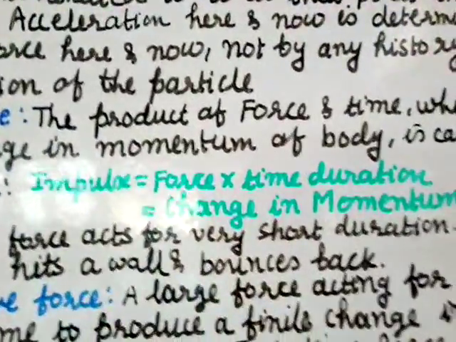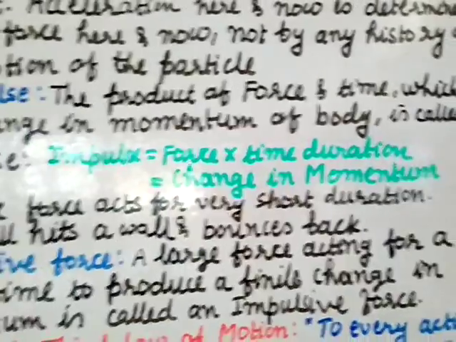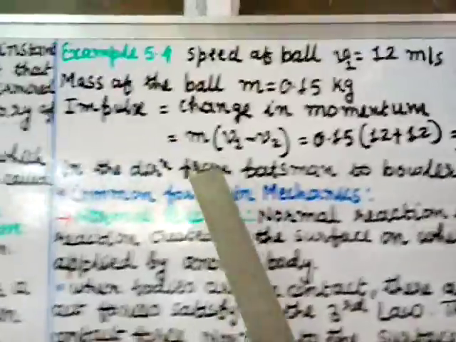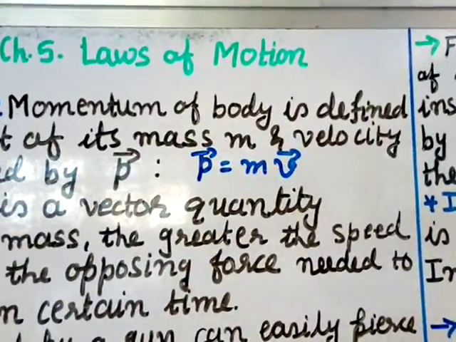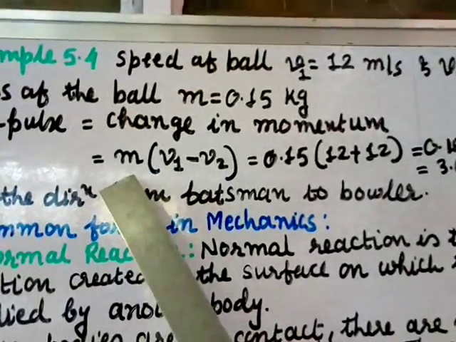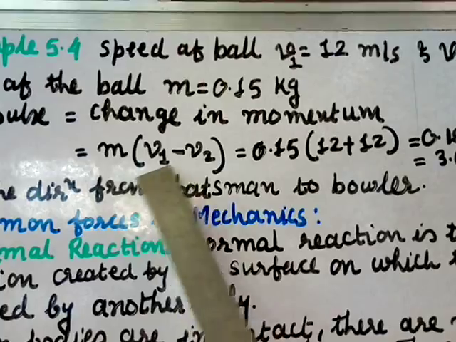Now impulse, we have already learned that impulse is equal to force into time duration, but this is nothing but change in the momentum. So we can write impulse equal to change in the momentum. You know the formula of momentum, P is equal to m into v. So mass will not change, right? Only velocity is changing. Here it is changing because the direction is changing. So you can write m into v1 minus v2, or you can write v2 minus v1.